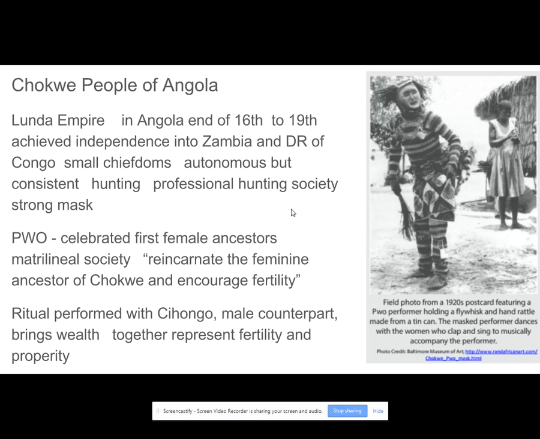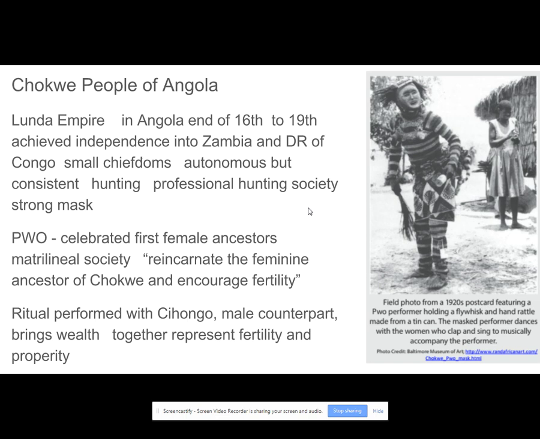The Chokwe people of Angola. The Lunda Empire was in Angola at the end of the 16th to 19th centuries. It achieved independence and became Zambia and Democratic Republic of Congo. There were small chiefdoms. They were autonomous but consistent. They were a hunting society, professional hunting society, and they had strong masking culture.